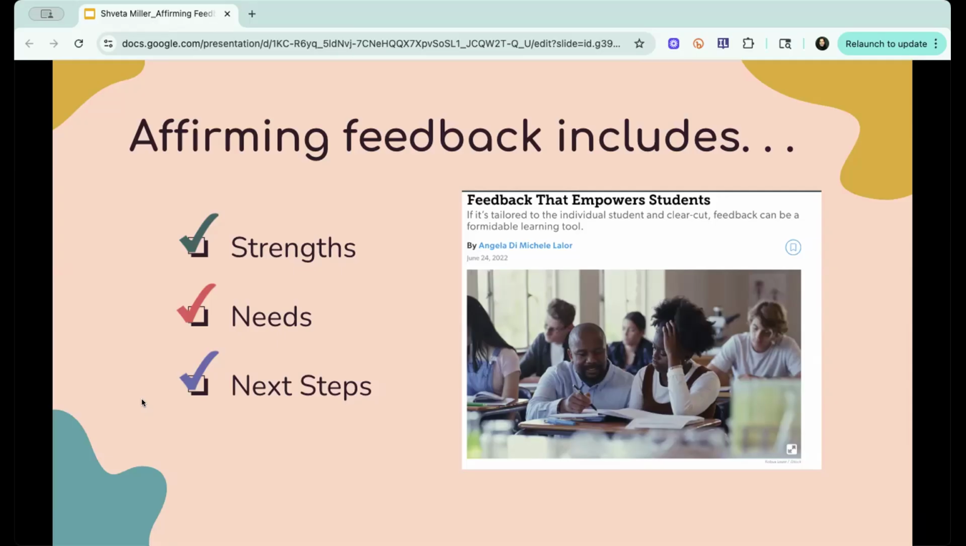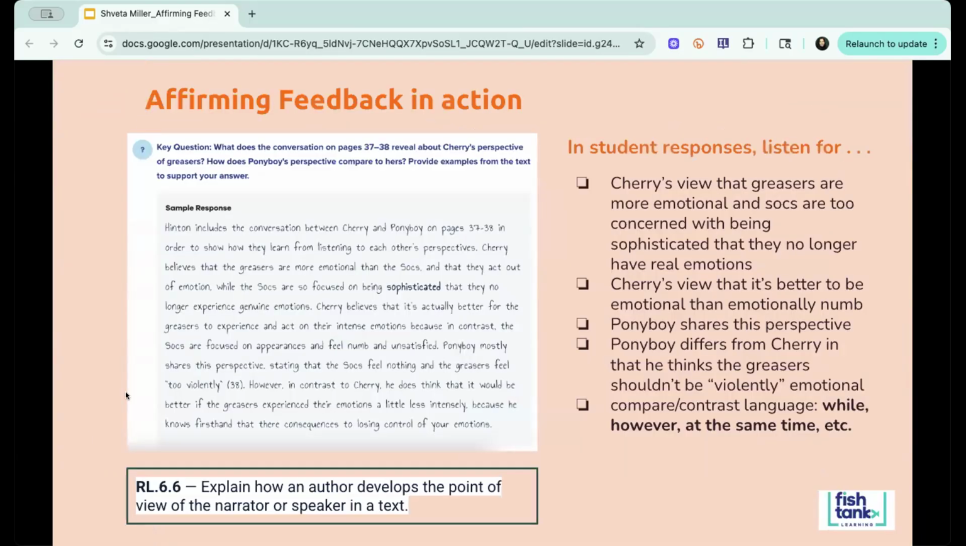This is described in more detail in this article in Edutopia that will be linked in the slides when you get them later. Okay, so I'm going to show you this in action. We're going to dive into a sixth grade lesson. I'm going to have you take a minute. This is from Fish Tank curriculum that's available for free online. So if you wanted to look more into this lesson later, you could. I'm going to have you read the text-based question that's at the top. It's the key question. It's from The Outsiders, S.E. Hinton's novel. And I want you to read the sample response that comes with the curriculum.